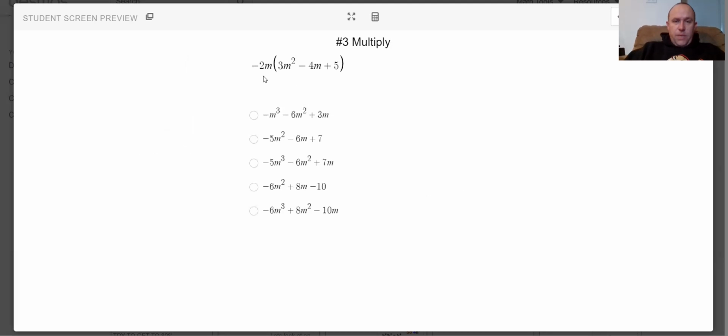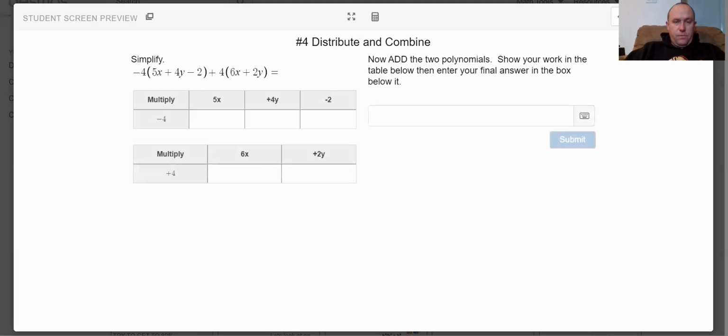And for the last one, once again, distribute here. So -2 times 3. Numbers first is -6. Add the exponents together. 1 plus 2 gives you 3. And it looks like I have the answer for this one as well. Just checking the other terms. 2 negatives make a positive. 2 times 4 is 8, and m times m is m squared. Negative 2 times 5 is negative 10 with an m, and we're good to there.